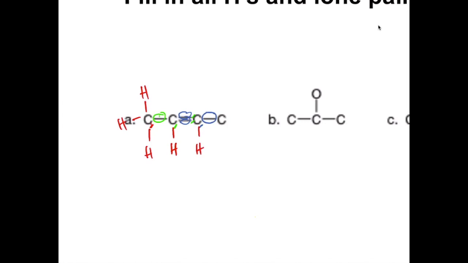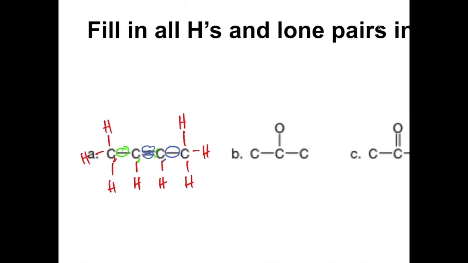Tapos for the last carbon, isa lang yung bond niya. That's why you will add 3 hydrogen atoms. Okay? So hopefully medyo nakakasunod kayo. Tapos, as you can see, wala naman siyang lone pair. Kasi di ba pag carbon, laging used up yung kanyang bonds. Laging na-maximize.